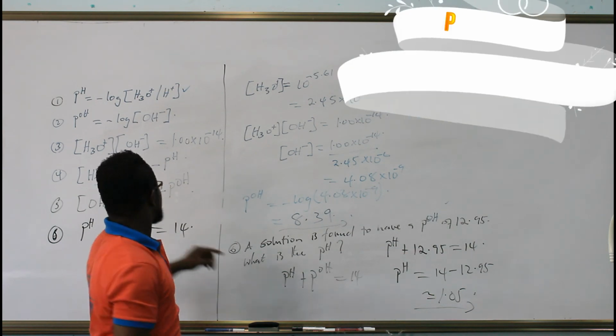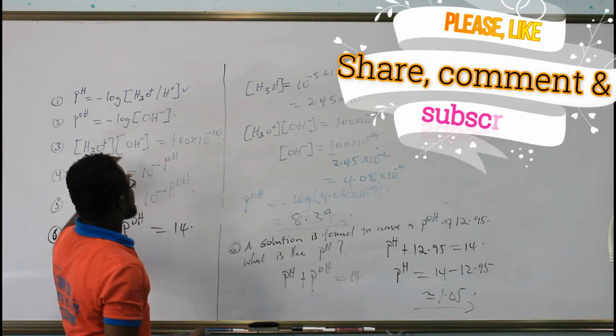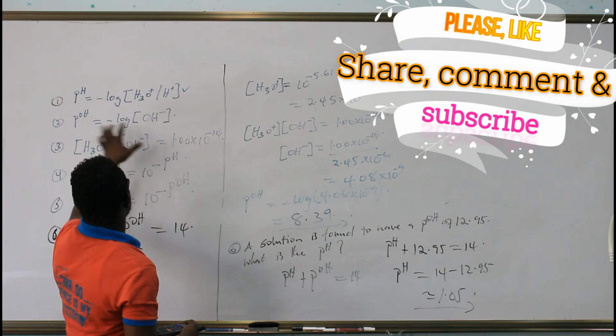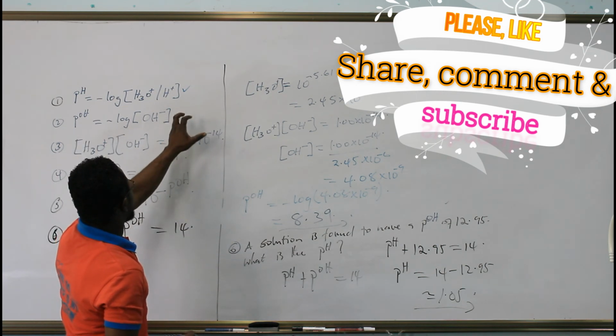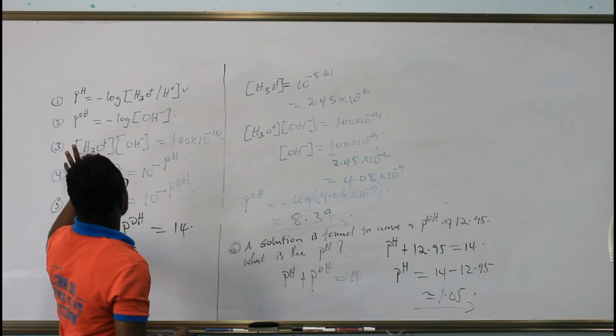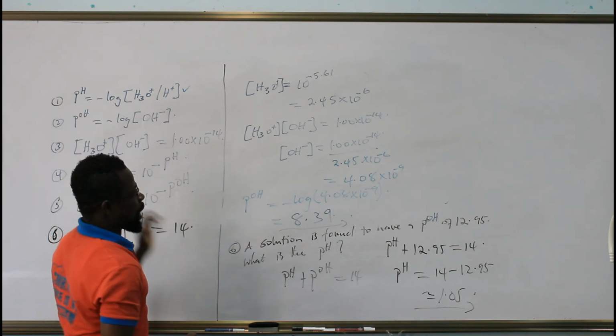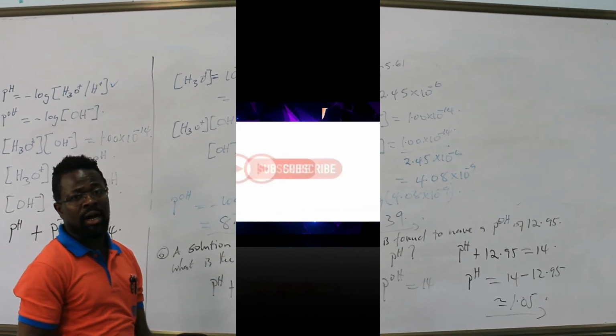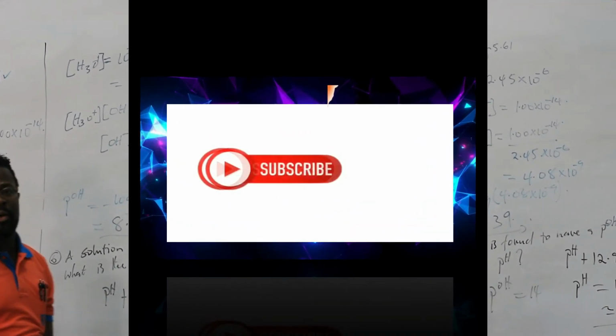But don't forget, you can also use the other approach: first finding the concentration using formula number 2, then using number 3, and then number 1. That will also help you find the same answer that we have just solved. Thank you very much.